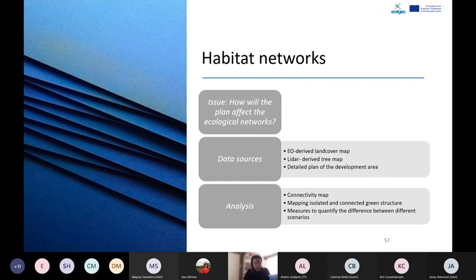So I will start with the habitat networks. So the issue is, how will the plan affect the ecological networks? In this case, the data sources for this are a land cover map. I've been talking before about the national land cover map in Sweden. The Lidar-derived tree map is also a data source, and also, of course, detailed plans of the development area. And the analysis of this will result in a connectivity map. How are the green patches and the green cores connected? And also we're mapping out isolated and not connected green infrastructure, and also to get some measures to quantify the difference between the different scenarios and the plan.